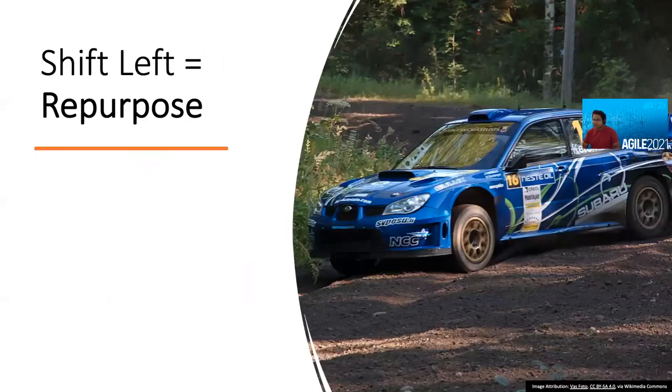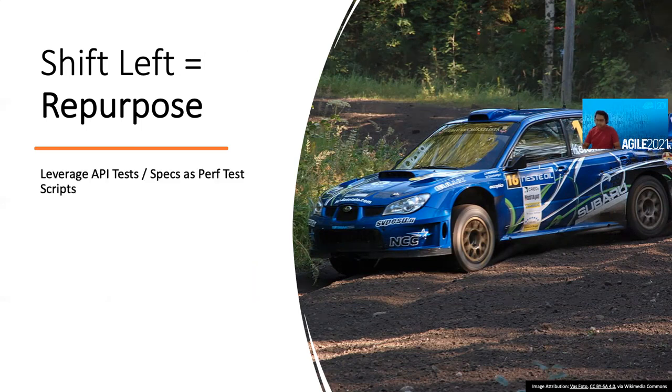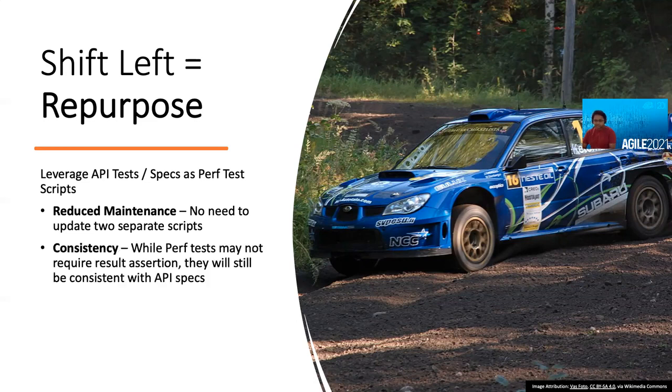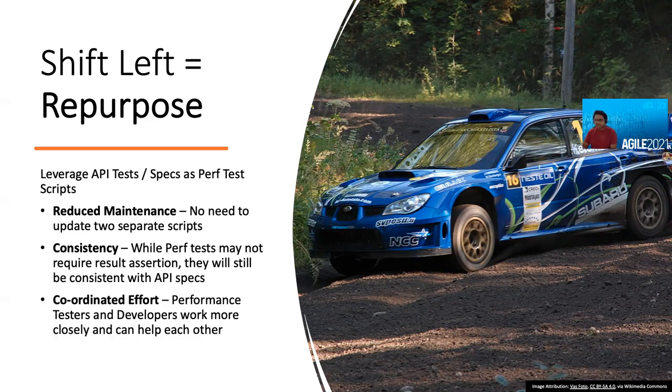How do you solve this problem? We repurpose. We take a perfectly good road car, chop it up, add some big engines and turbochargers and take it rallying. Likewise, take your API tests and convert them into perf tests. That's what some of the projects that I've been working with have effectively been able to achieve. It helps you reduce maintenance, and you are consistent by way of how you write the API tests and leverage them as perf tests. And also it's a coordinated effort and promotes a lot more collaboration between the developer and the perf tester.